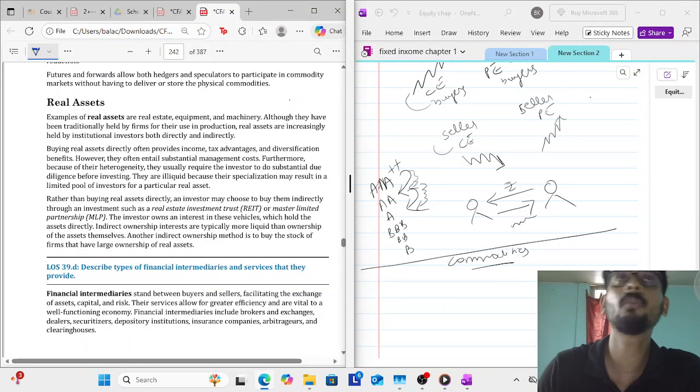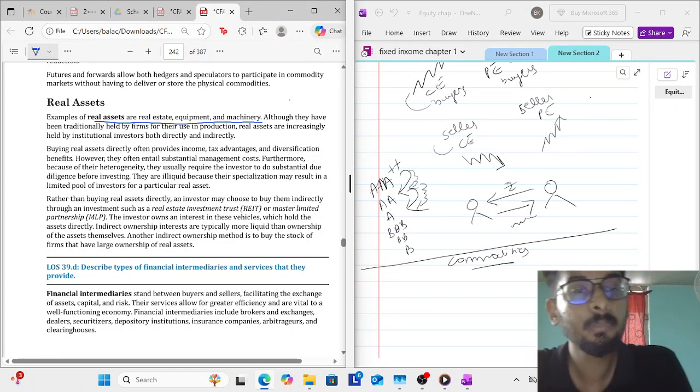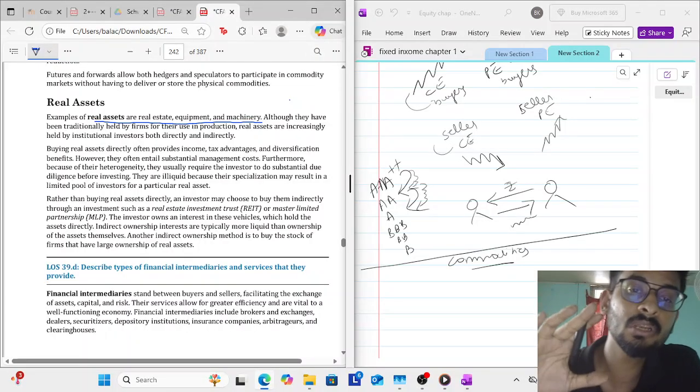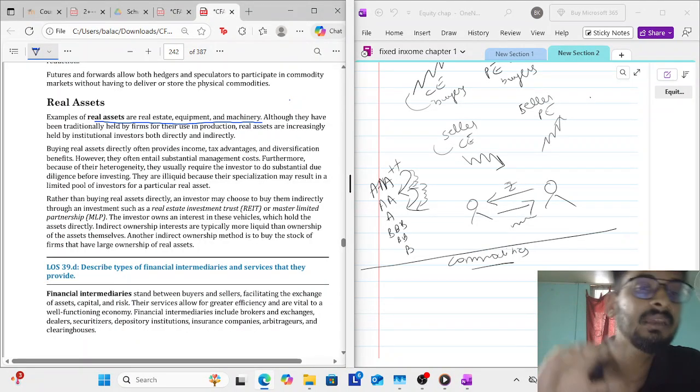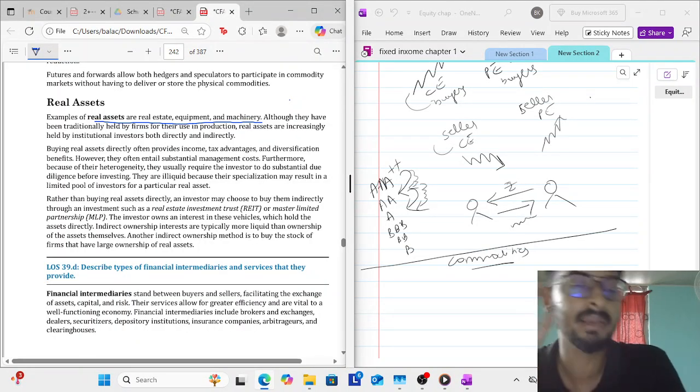Financial assets, stock, bond, derivative, actually we cannot touch. But in real estate, you can touch. Real estate, equipment, machinery, you can touch. Although they have been traditionally held by firms for their use in production, real estate are increasingly held by institutional investors, both directly and indirectly.